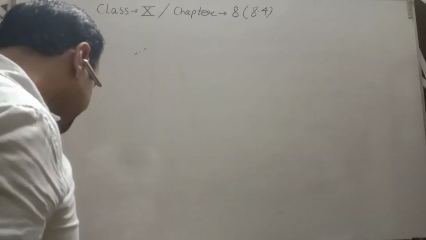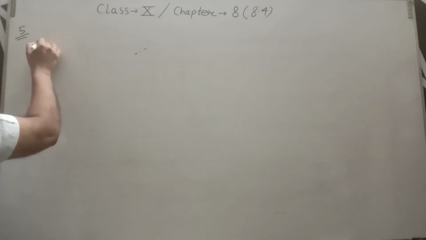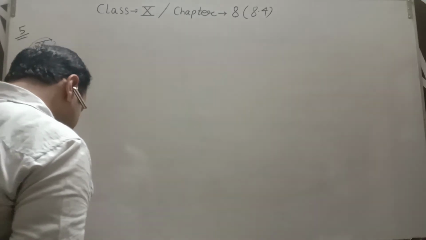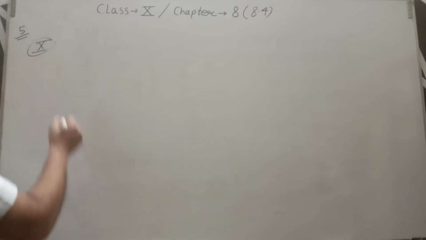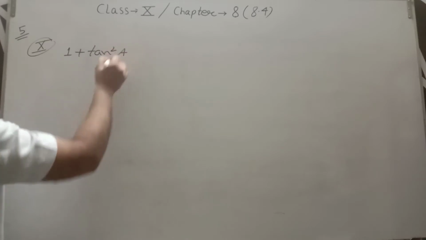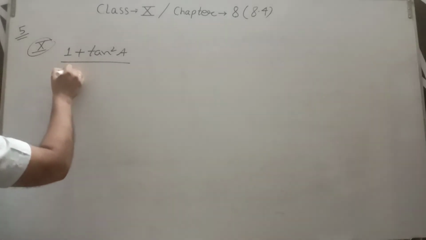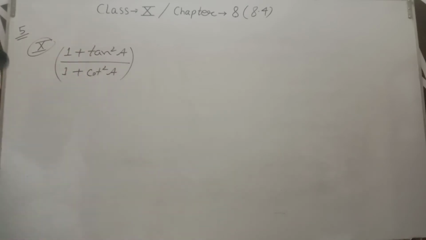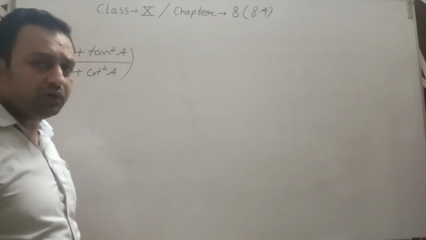Now let us start its 10th part. And how to start? In the 10th part LHS there are 3 terms. So first, 1 plus tan square A upon 1 plus cot square A. We just note down the first term, and after simplifying we have to prove it is equal to tan square A.